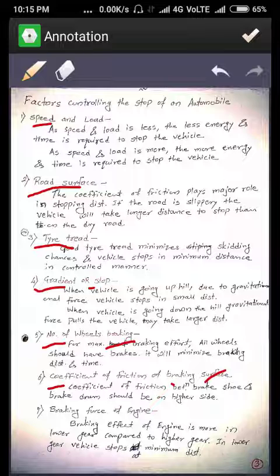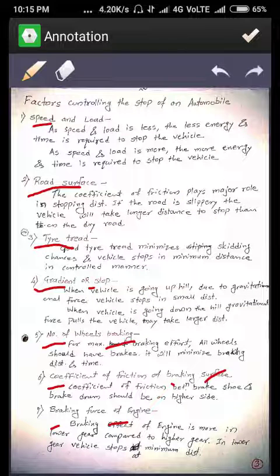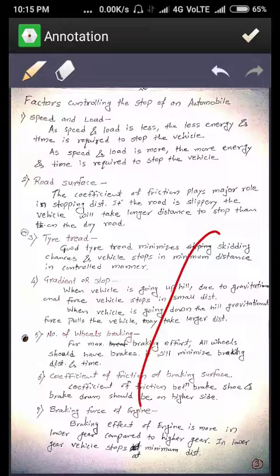The next parameter is braking force of engine. The braking effect of the engine is more in lower gear, because at that time the engine operates at lower speed. Hence the braking force of the engine is quite essential at the time of braking or stopping the vehicle.